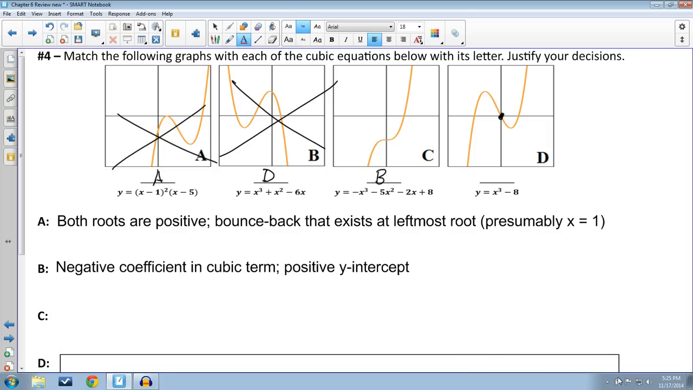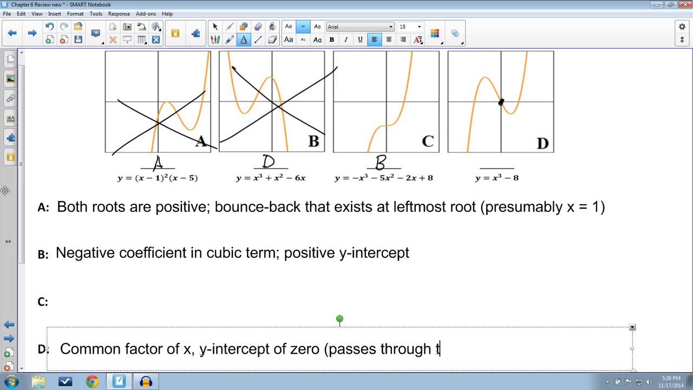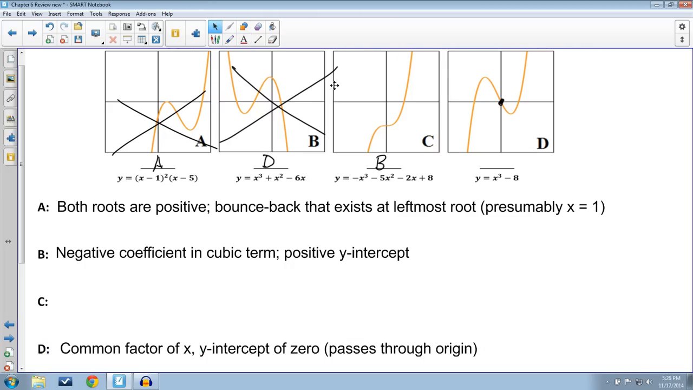Let's justify D. Common factor of x and a y-intercept of 0. Kind of the same thing, if you think about it. They both mean it passes through the origin. The last one must be C. It's by process of elimination for us, but let's come up with some good reasons.